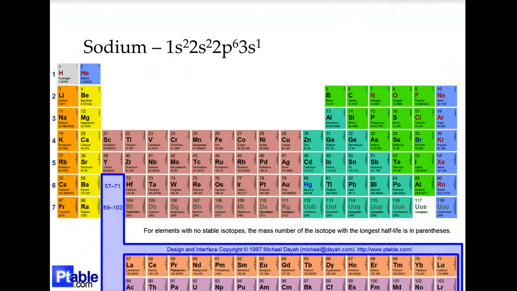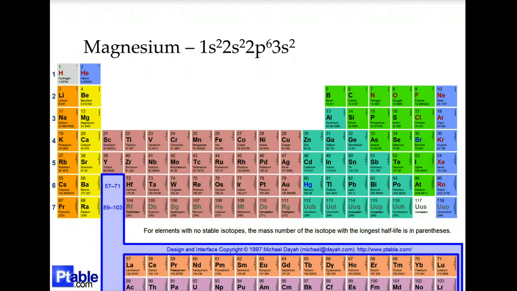Okay, so let's continue on the third period now. Now remember, we're talking about sodium here, we're going to have to pass through all the elements to get to sodium. So it's going to be 1s2, 2s2, 2p6, and sodium is in the third row, so it's 3. Sodium is in the s block, so it's 3s, and it's the first element, so it's 3s1.